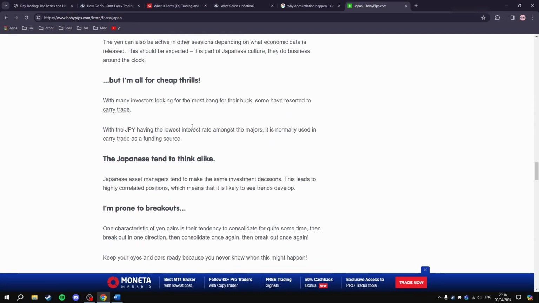But I'm all up for cheap thrills. With many investors looking for the most bang for their buck, some have resorted to carry trade. With the JPY having the lowest interest rate amongst the majors, it is normally used in the carry trade as a funding source.